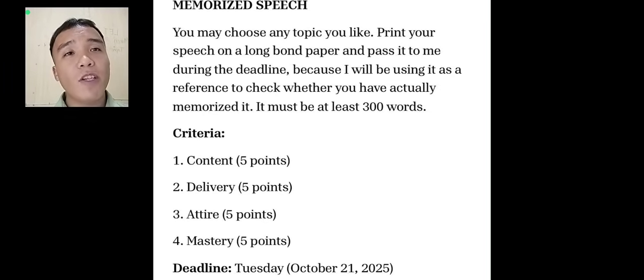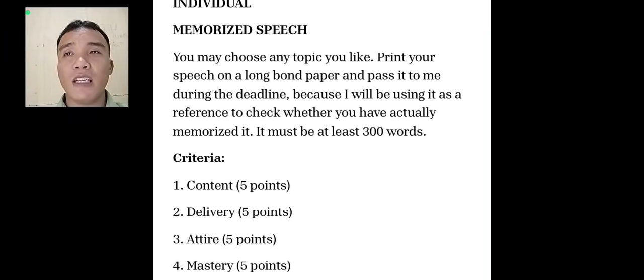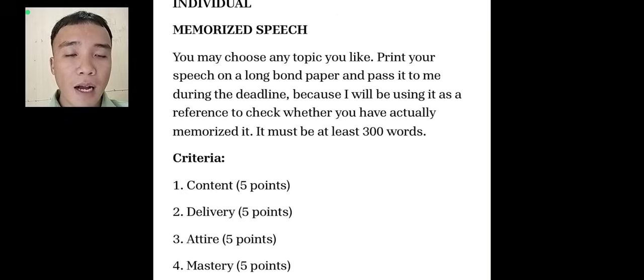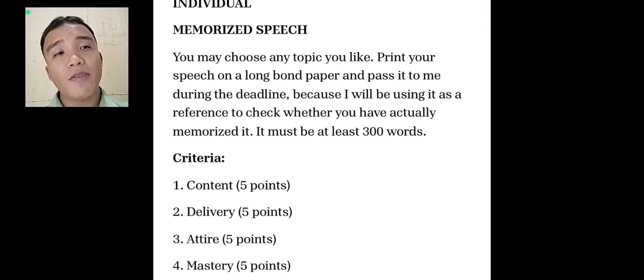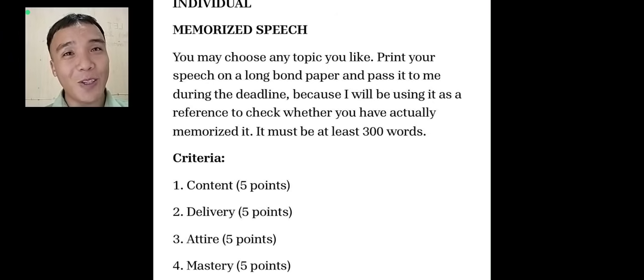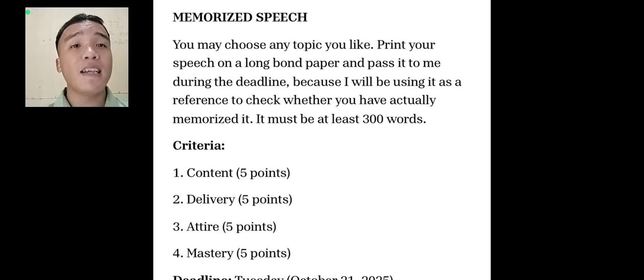So by the time you give your memorized speech, you will give your printed speech to me, and I will be following it thoroughly, checking if what you say or deliver will actually coincide with what you have written there. And then it must be at least 300 words. So do not give me a very short piece. Give at least 300 words. Actually, 300 words is still very short, to be honest. But make sure that your speech is complete, like there's an introduction, a body, and a conclusion.